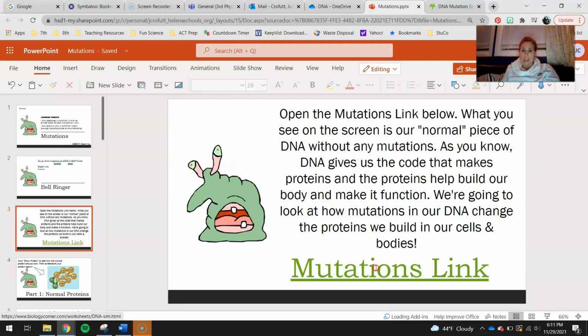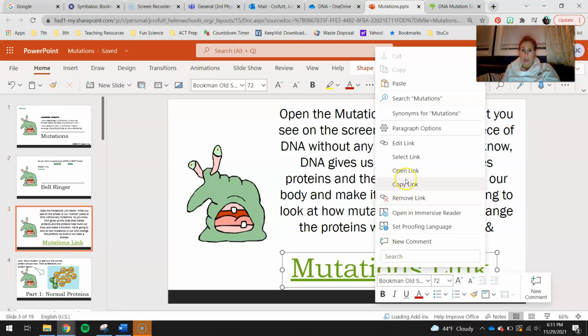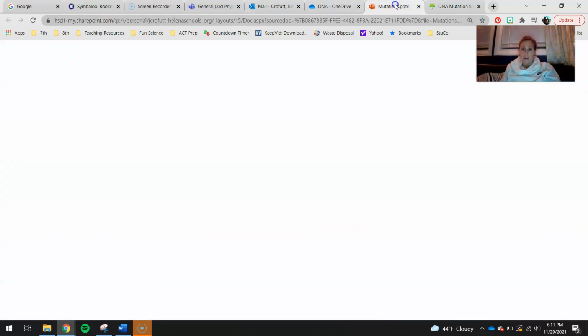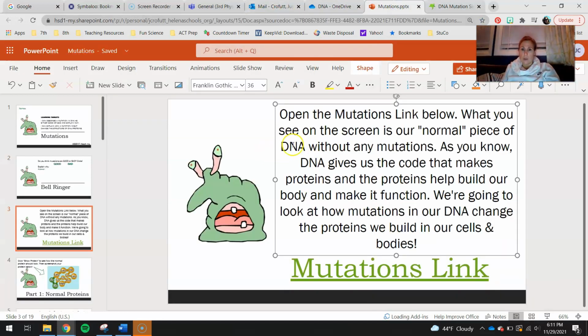So here is the link you will need for today. You will right click and open that link up, and you will see this little simulation. With that being said, you will open the mutations link below. What you see on the screen is a normal piece of DNA without any mutations at all.